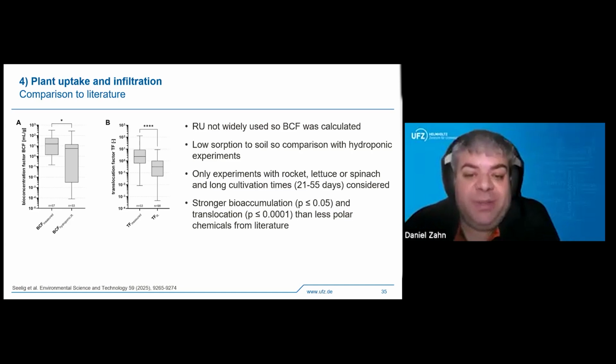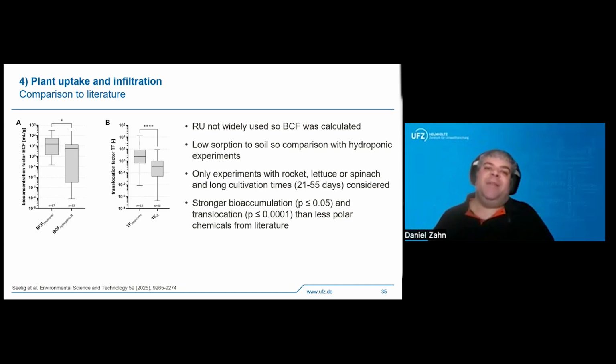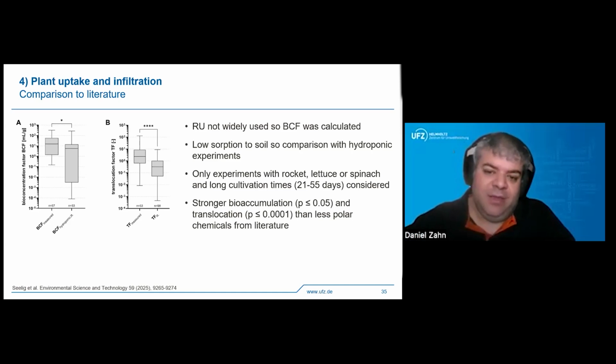What was much more interesting was the much stronger translocation to the edible parts of the plant, to the leaves of the rocket in this case. Our very polar chemicals from this study were by an order of magnitude stronger transported to the leaves than less polar chemicals from literature. So it indicates that while very polar chemicals might not be taken up by plants much stronger, they are much more readily transported to edible parts apparently. Of course, we can only speak for leafy greens right now. For plants like tomatoes, this would need additional studies.